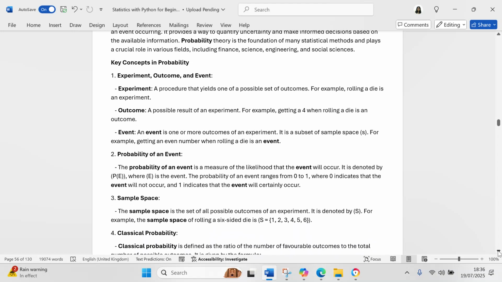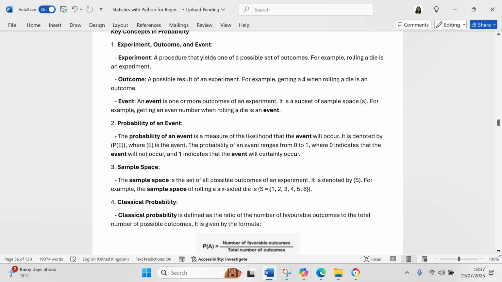So you've got some key concepts in probability. The experiment is a procedure that yields one of a possible set of outcomes. For example, rolling a die is an experiment. And then you have the outcome, which is a possible result of an experiment. For example, getting a 4 when rolling a die is an outcome. And then you have an event, which is one or more outcomes of an experiment. It is a subset of the sample space. For example, getting an even number when rolling a die is an event.